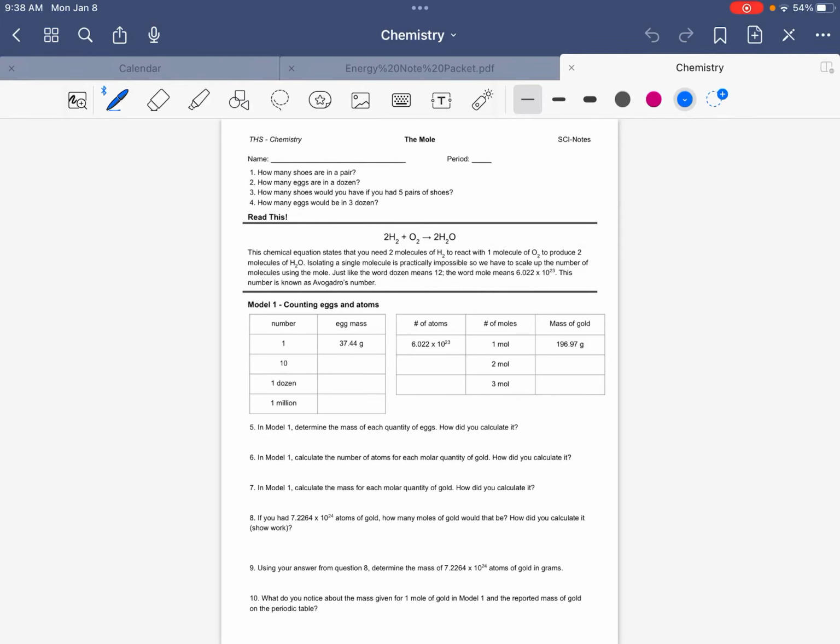For this lesson, we're going to be talking about the mole. So understand that a mole is just a way that we count atoms. First we're going to talk about other words that represent numbers.